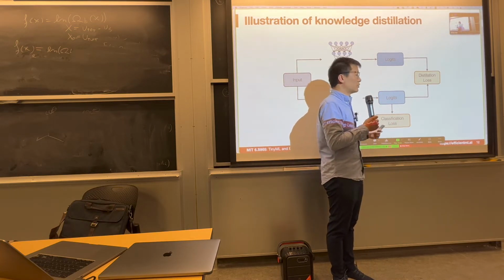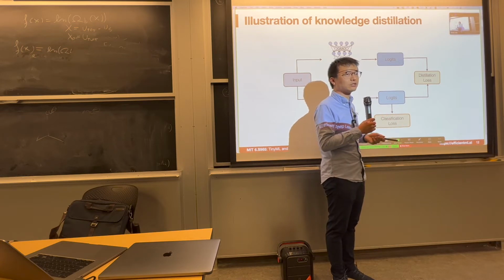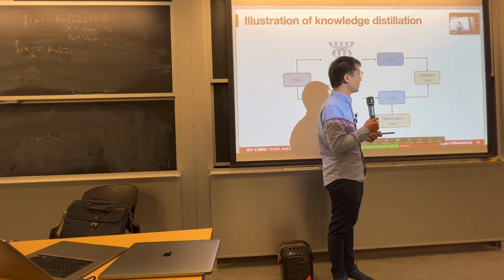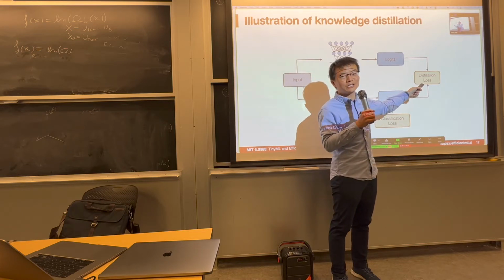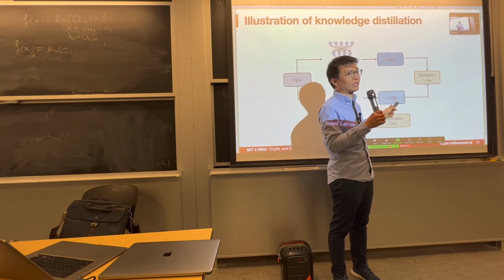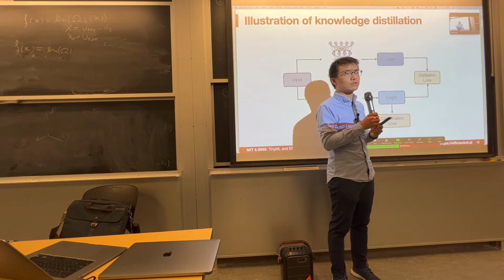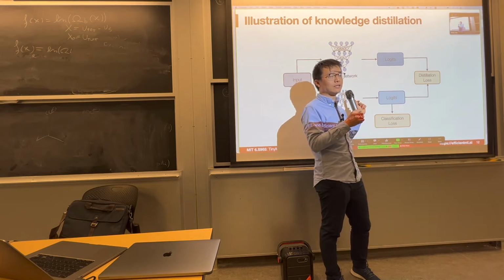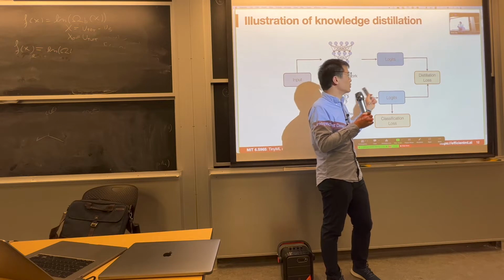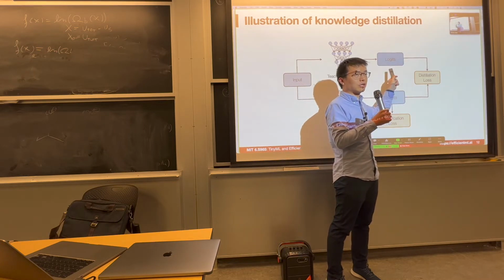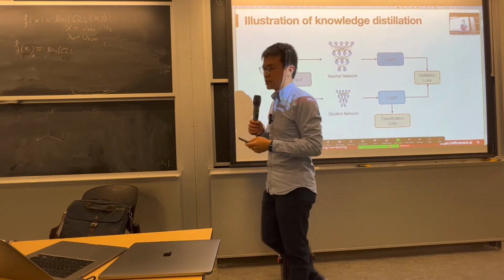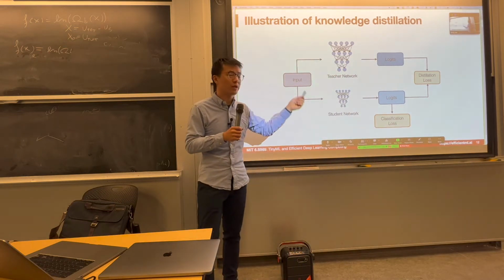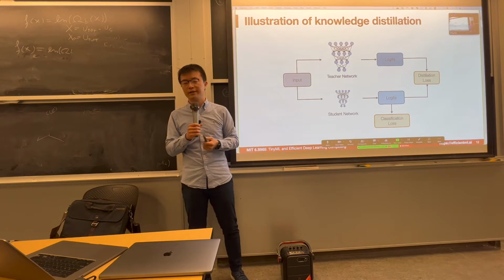For just training the neural network, we used to have a classification loss if we want to do image classification. But now we have a new loss, called the distillation loss, which tries to match the logits produced by the teacher model and the student model. We try to learn from the teacher by trying to match their logits. That's why we have a new loss called the distillation loss.